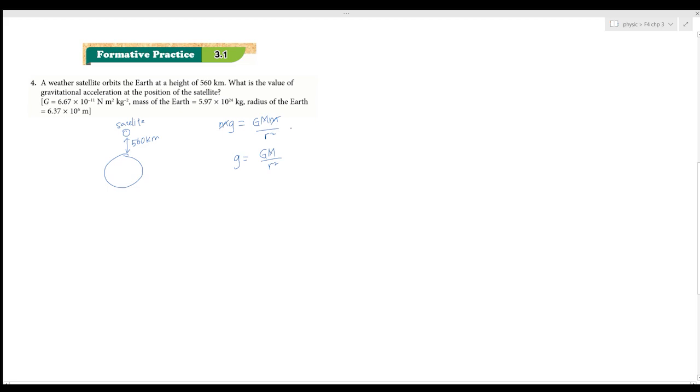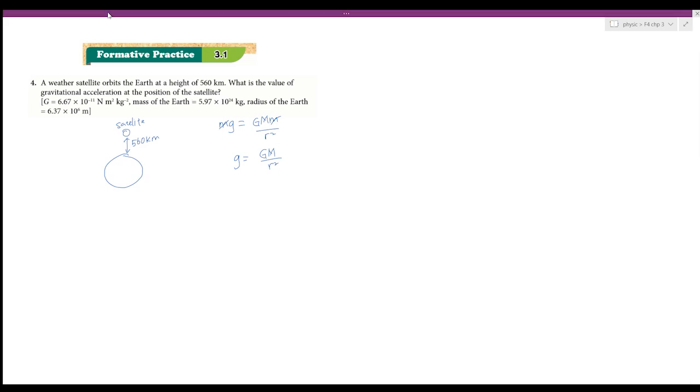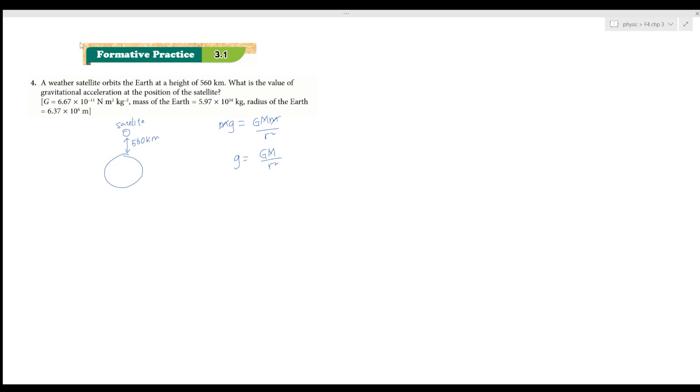So what is r? R is the distance between the two objects. So now you have to be careful. Our objects now are the satellite and the Earth. R is the distance between the centers of these two objects. Okay, so the R will be equal to 550 km plus the radius of the Earth. So don't forget this. Later on our R is plus the radius of Earth.